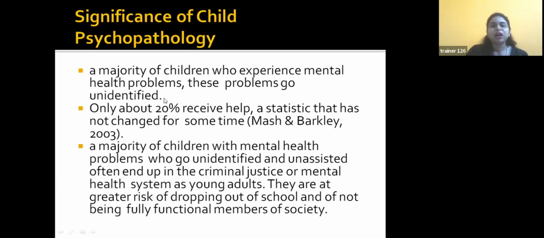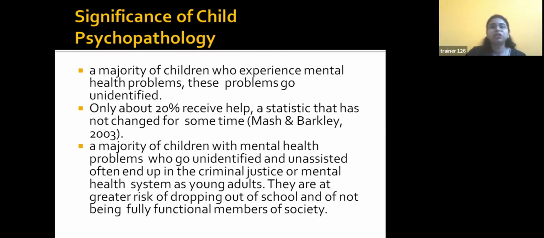Significance of child psychopathology. What is the importance of child psychopathology? So first, why should we even have child psychopathology, right? A majority of children who experience mental health problems, these problems will go unidentified or unnoticed, or even if people notice, they do not give importance to mental health problems because of the stigma that is attached to it, right? So they feel that if we go to a mental hospital, then it is like we are mental patients, and we are definitely not taken care of, and we remain like that forever. So these are the wrong notions that people have.